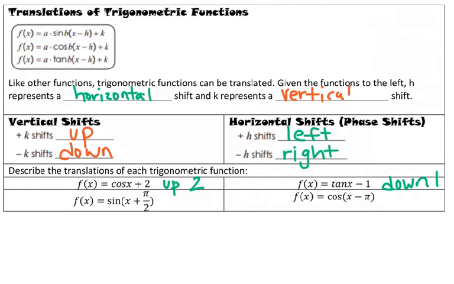Alright, so the next one, sine of (x plus pi over 2). So a number inside has changed, so that's your horizontal shift. Because that number inside is positive, it would move left pi over 2. And then for the fourth one, cosine of (x minus pi). So inside the parentheses, you have a minus. That would mean it goes to the right pi.